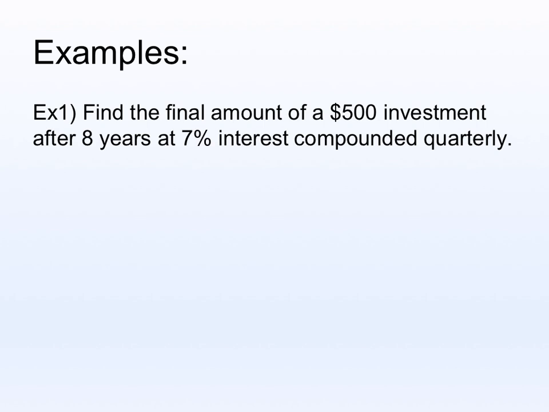All right, so looking at example number 1, it says find the final amount of a $500 investment after 8 years at a 7% interest rate compounded quarterly. So, step 1, remember, it is this formula. Y is equal to A times (1 plus R over N) raised to the NT power. Okay, well, we know looking at this, our initial investment was $500.